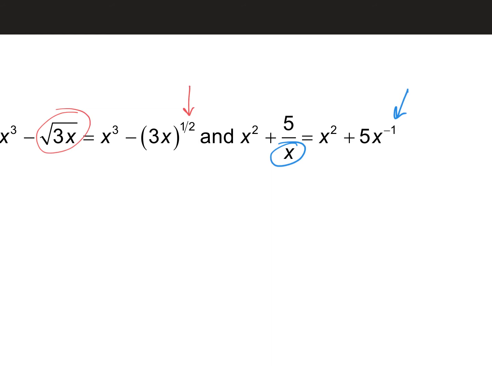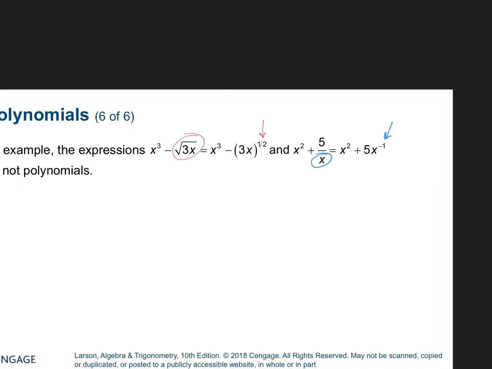If you're asked, is this a polynomial? And it either has a radical or a fractional exponent, or it has the variable in a denominator or a negative exponent, then it's not a polynomial. And you guys will see what I'm talking about in a second. There's just two little rules there. You want to keep, that's good, highlight it, good.